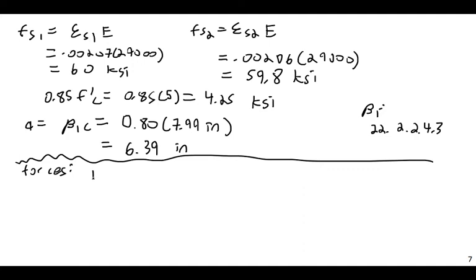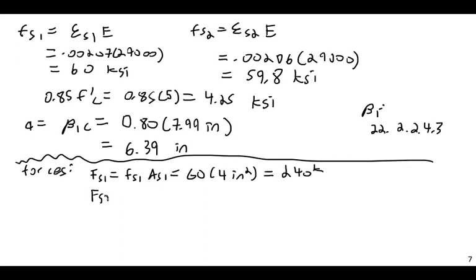So the force in steel 1 is going to be FS1, the stress in that steel, times the area of steel 1, AS1, and this is going to be 60 KSI. So basically, this is the force in my tension steel, and next I want the force in my compressive steel. So 60 KSI times 4 inches squared comes to 240 kips here.